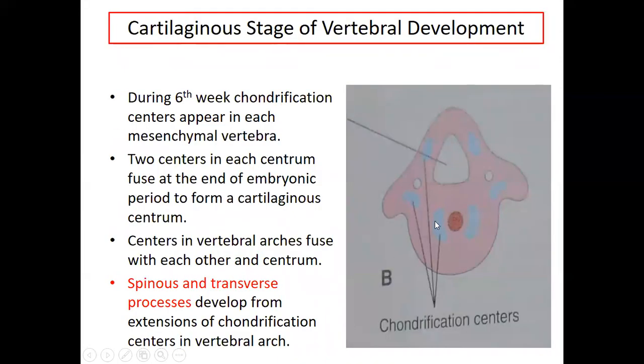But later this will become bigger in size and then fuse to form the cartilaginous centrum. And then the centers in the vertebral arch will fuse with each other. This blue structure will be expanding, and it also fuses with the centers in the centrum. The spinous and transverse processes develop from the extension of the chondrification center in the vertebral arch.